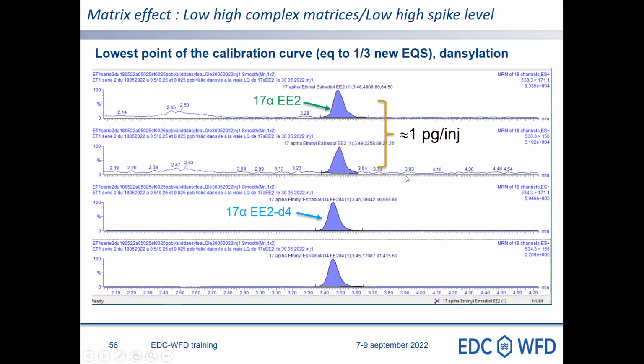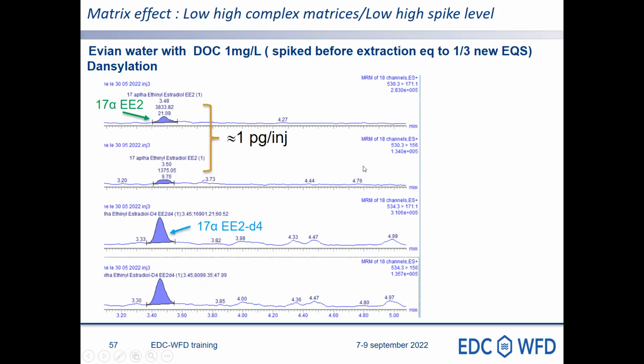Here you have the same picture in the calibration curve, showing you the signal at an equivalent of 1/3 of the new EQS. Here you have the 17-alpha ethinylestradiol, and here you have the internal standard. And here you see that at 1 picogram injected, we are still good on our quantification transition and also for the confirmation.